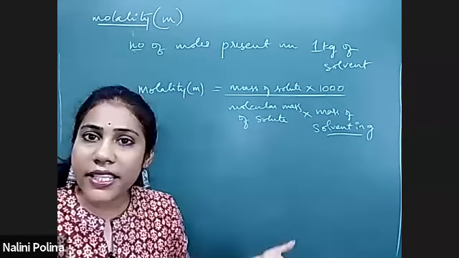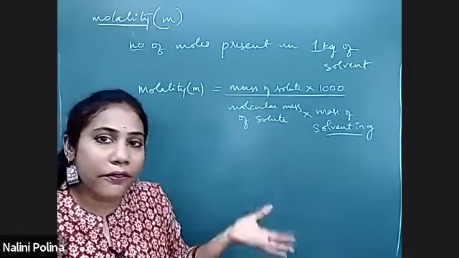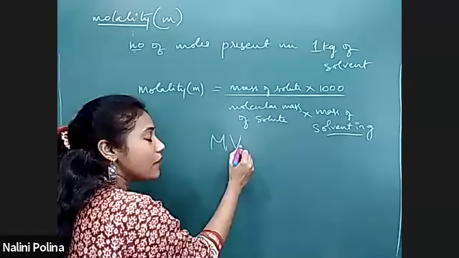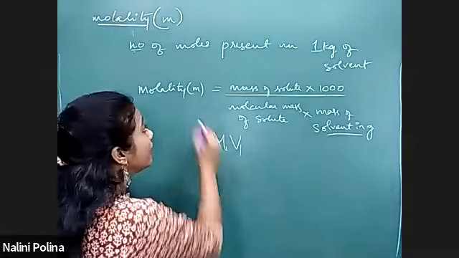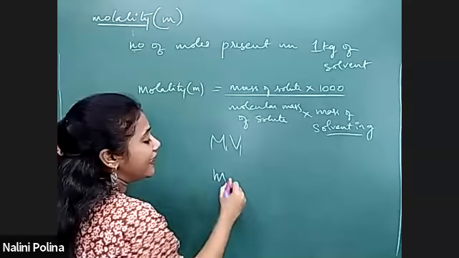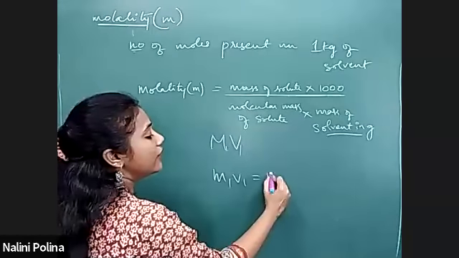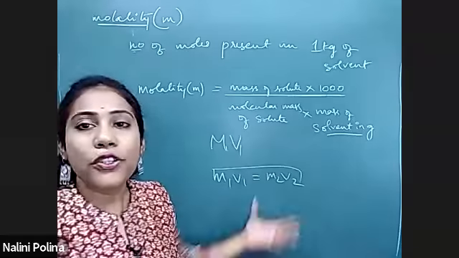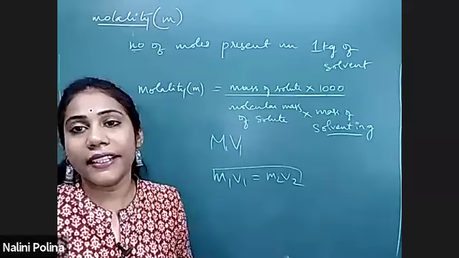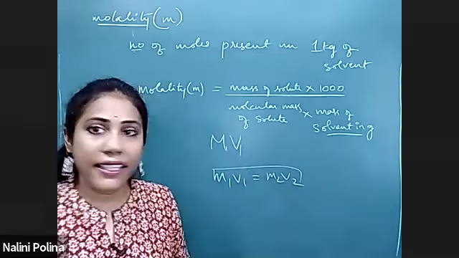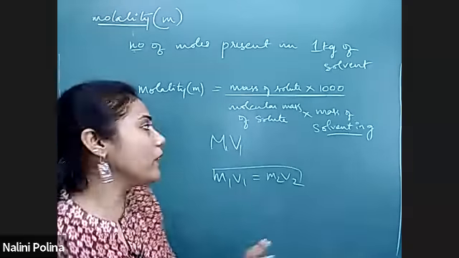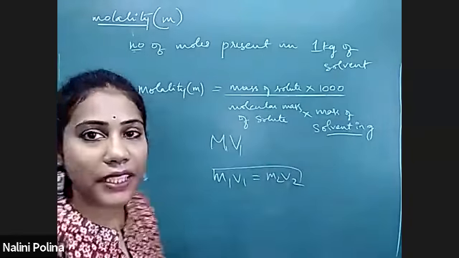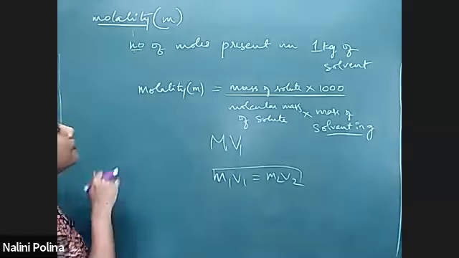And here the dilution formula is the same. There we wrote capital M, capital V, right? So here for molality we take small m1 v1 is equal to m2 v2. So this is the dilution formula. All that is the same as molarity, whatever we studied, the same things we will study here also. Everything will be common. The major thing is to remember its basic formula, that's it. Clear? Fine. So that's all about molality.